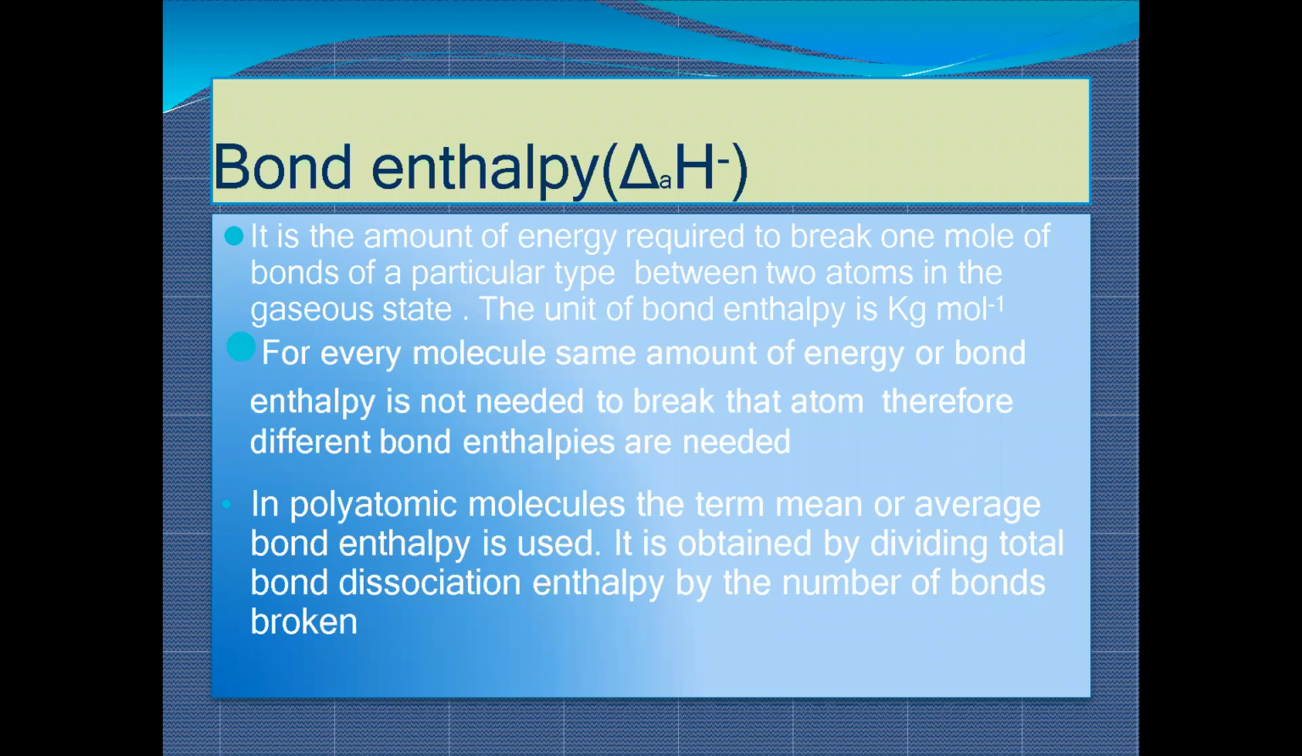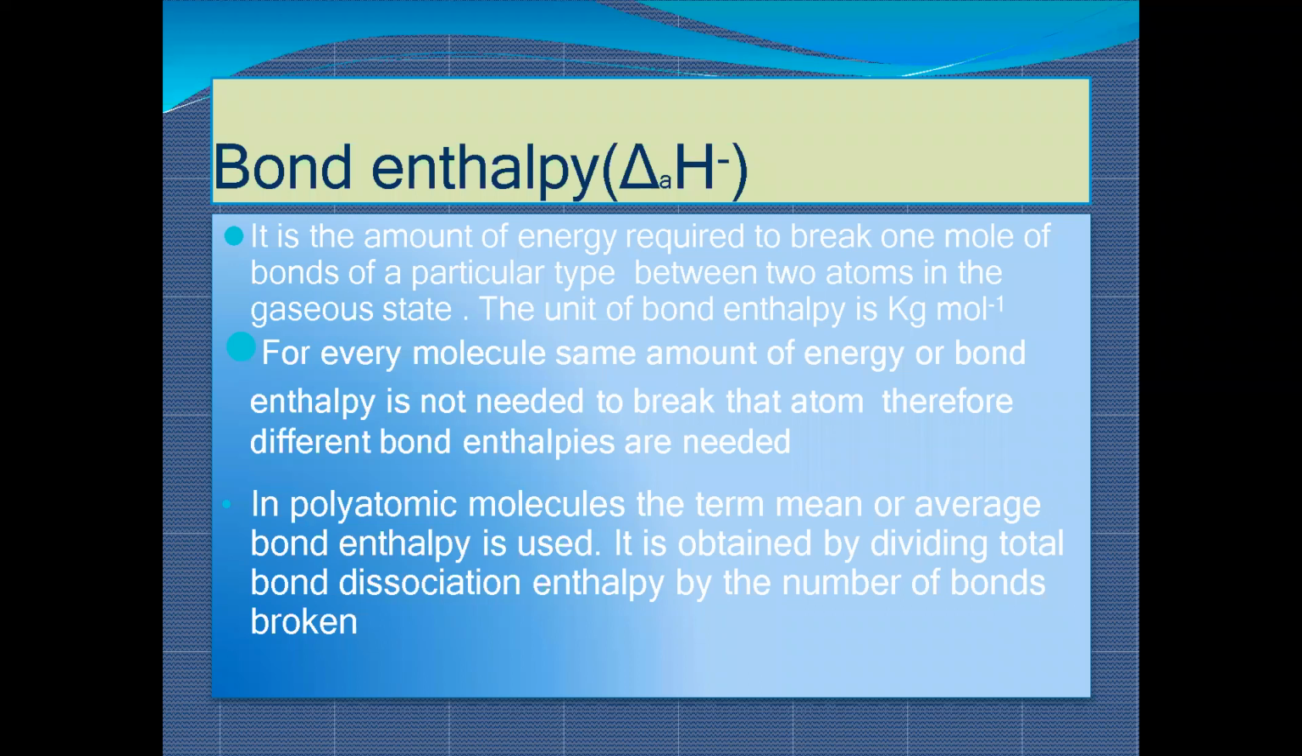For every molecule, a different amount of energy, or bond enthalpy, is needed to break it. It is not the same for each and every element, compound or molecule. Bond enthalpy differs depending on the type of bond and the number of bonds. For example, if a single bond is there, we require less energy compared to breaking the multiple bonds. Therefore, different bond enthalpies are needed.